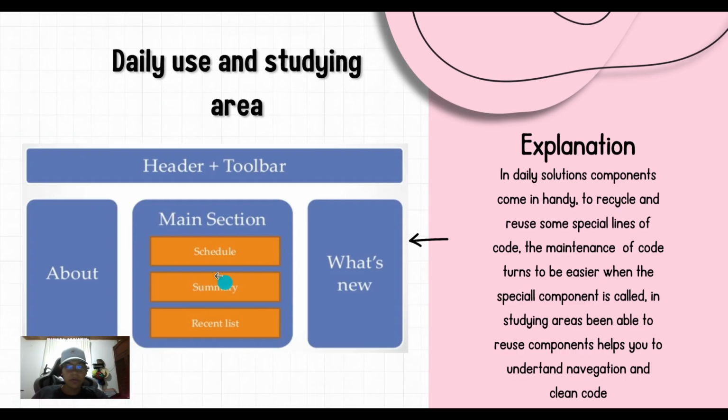For example, in daily use, components come in handy to recycle and reuse special lines of code. The main thing is that coding turns out to be easier when the special component is called. In study areas, being able to reuse components helps you understand navigation and clean code.